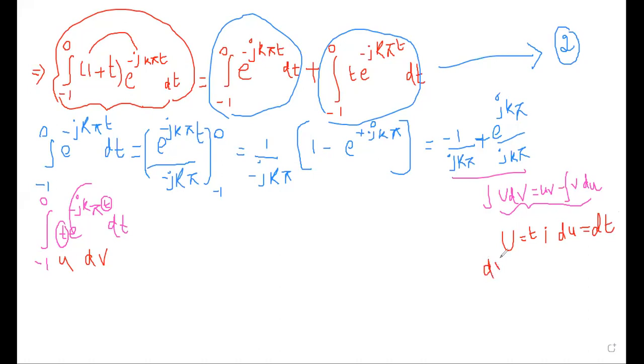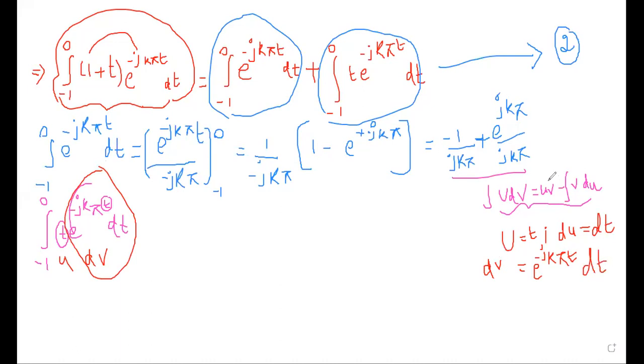Yes, ma'am. Then dv is equal to e power minus j k pi t. You can see on the screen, in place of dv I have this. So now I want the v term separately.